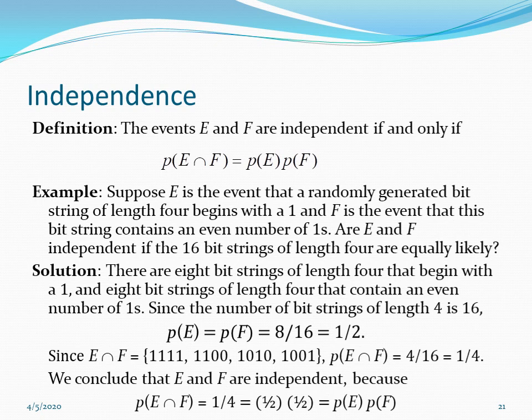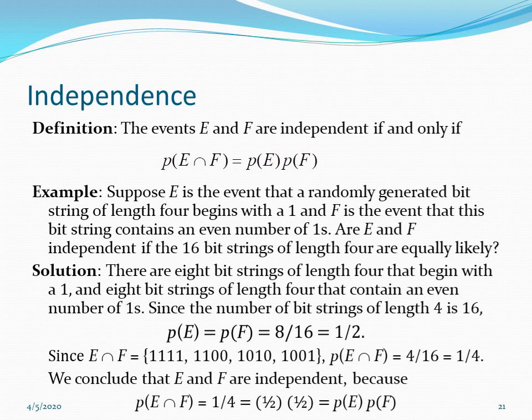Next, we'd like to look at another concept in probability, which is the idea of independence. The definition: 2 events, E and F, are called independent if and only if the probability of the intersection, the probability of E intersected with F, is equal to the product of the probabilities, which is the probability of E times the probability of F. Of course, if 2 events do not satisfy this condition, we will say that they are dependent.